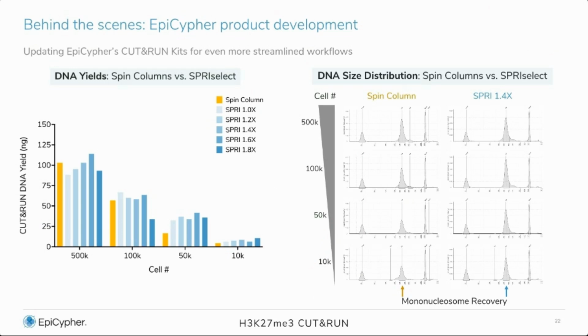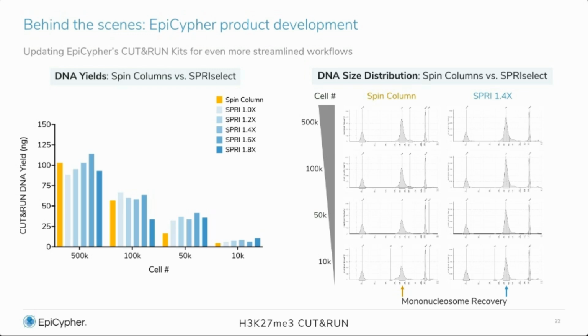And so we wanted to make sure that if we're swapping out this really critical aspect of our CUT&RUN kits, remember I showed you a few slides ago that the method you use to recover DNA, even different spin columns, make a big difference in the success of your assay. So we wanted to make sure if we're swapping from our gold standard spin columns to SPRI beads, that the performance was just as good, if not better.